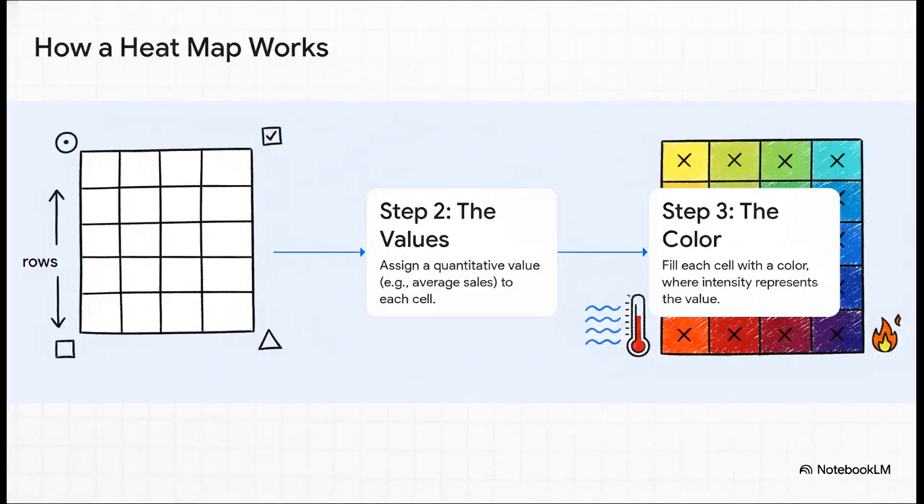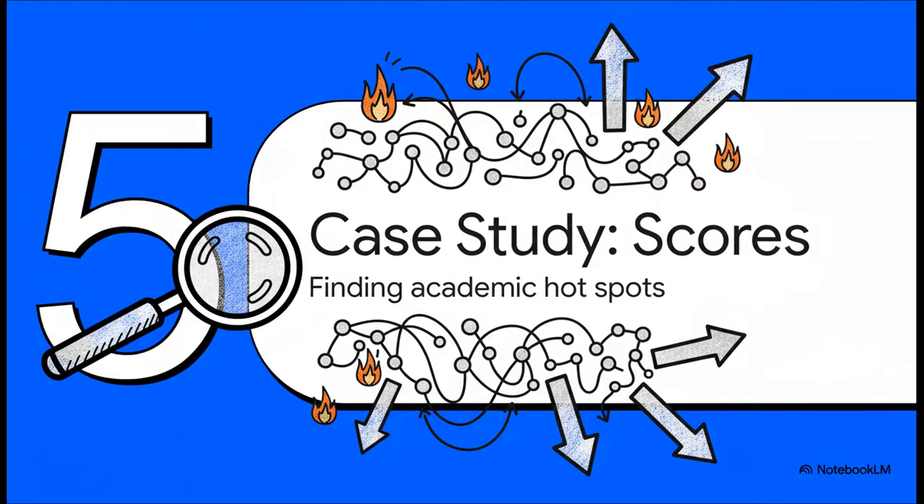You know, the idea behind a heat map is actually super simple. Let's break it down. First, you arrange your two categories into a grid, with rows and columns. Second, you pop your number, your quantitative value, into each box where a row and column meet. And third, you just color in the boxes. A low number gets a light color, and a high number gets a deep, dark, intense color. That's it. All right, let's put this to the test with our second case study.